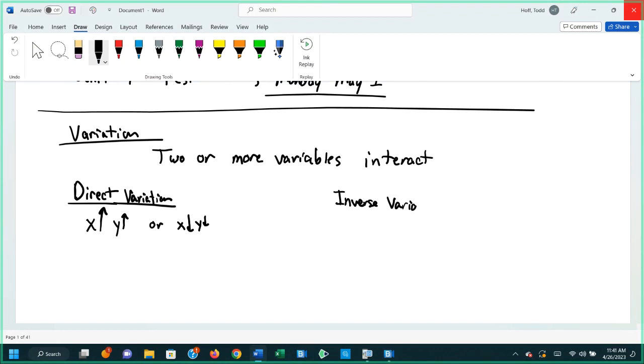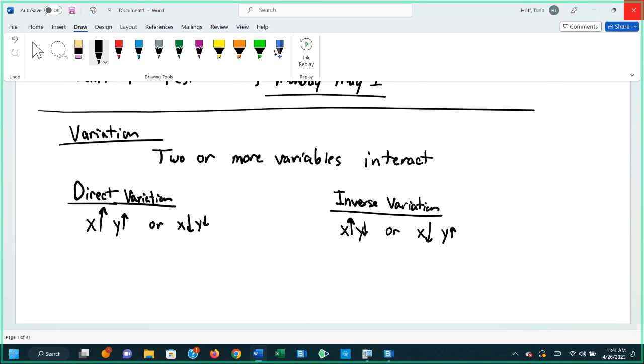An inverse variation, as you might guess, is the opposite. If the value of one variable gets larger, the value of the other variable has to get smaller. Again, not necessarily the same amount, but that related amount. Or, if the value of the first variable gets smaller, the other variable gets larger. Again, in some sort of calculatable amount.